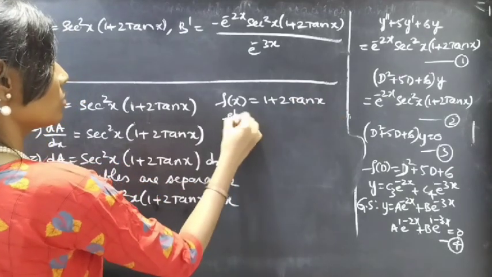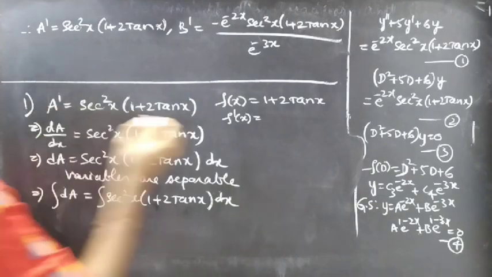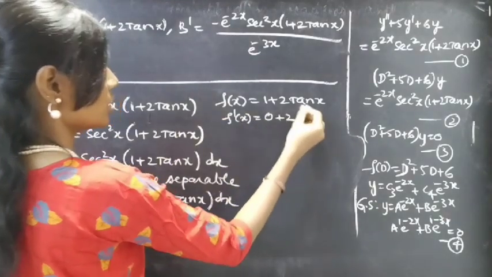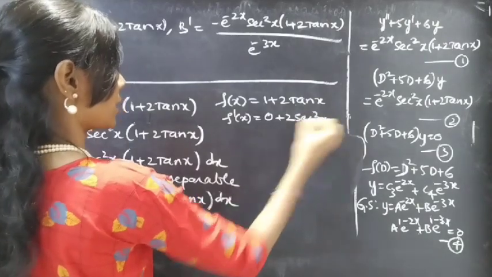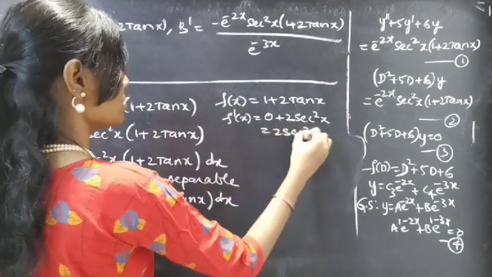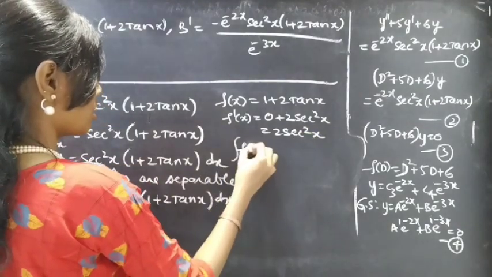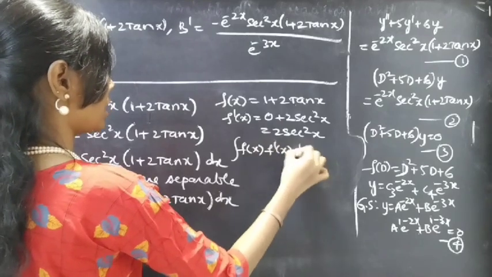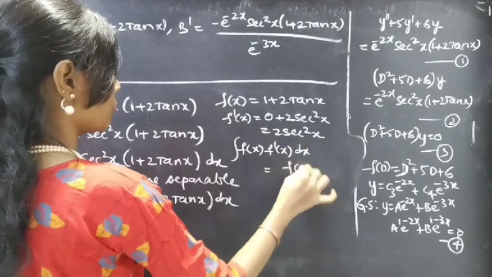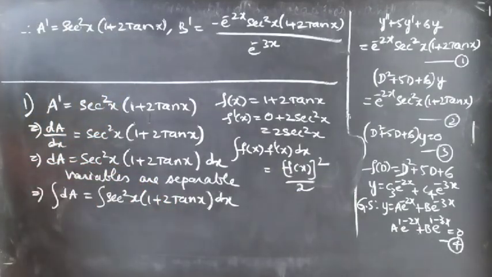Then f dash of x will be the derivative of 1 with respect to x, which is 0, plus 2 into the derivative of tan x with respect to x, which is secant square x. So f dash of x is secant square x. We know that integral f of x into f dash of x dx is equal to f of x whole square by 2.